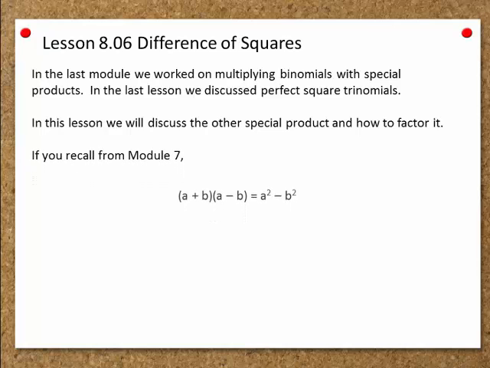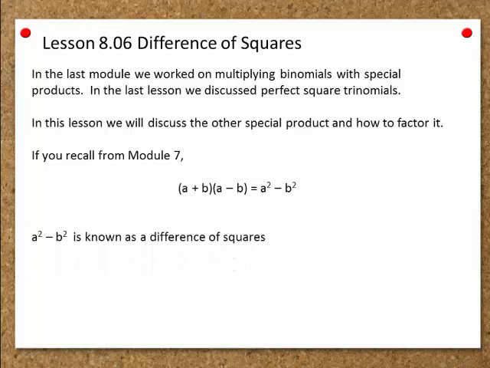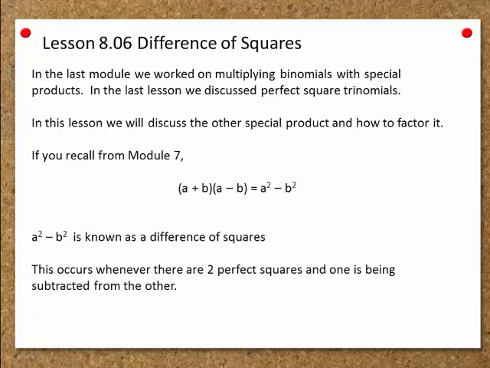From Module 7, you may recall that (a + b)(a − b) gave us a² − b². A² − b² is known as a difference of squares because you have two perfect squares, one subtracted from the other. This occurs whenever there are two different squares.